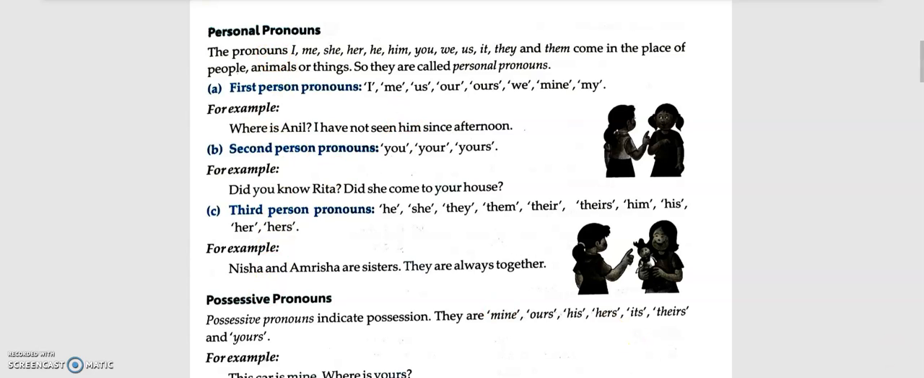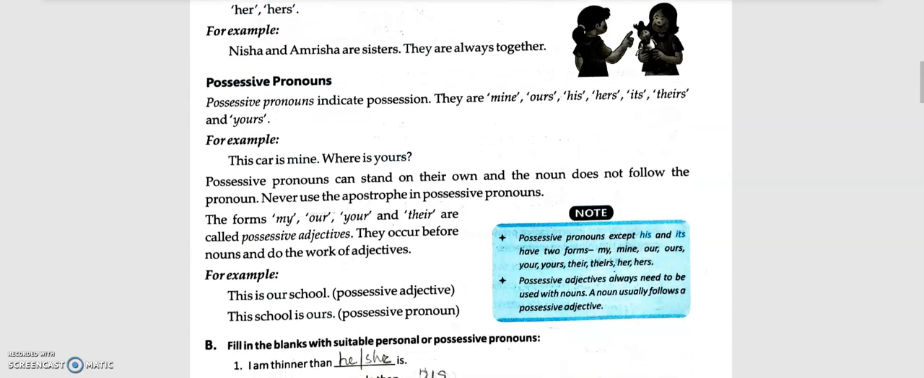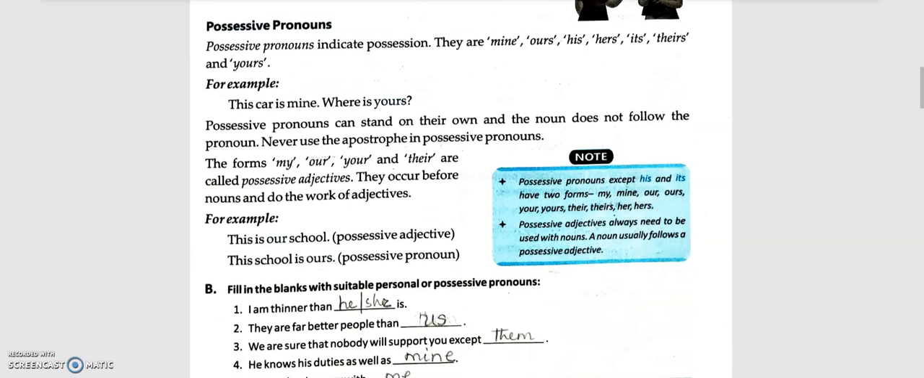The second type of pronoun is possessive pronoun. Now possessive pronouns indicate possession. Possession means something that is my own. Okay? For example, mine, ours, his, hers, its, theirs and yours. Now for example, this car is mine. That is, it is my own car. Where is yours? Where is your own car? So we are talking about possession, something that belongs to me.